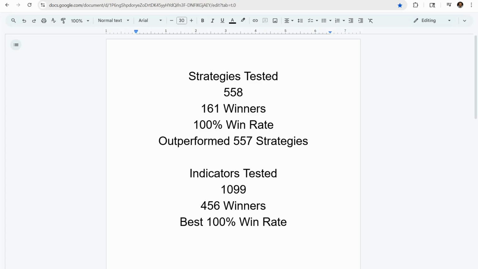Alright, as I said, today we will be testing a new reversal indicator. Before we do though, I wanted to put the testing scoreboard up for everyone to see. So to date, we have tested a total of 558 different strategies. The best one so far was able to achieve a 100% win rate. That was achieved using the Academy of Forex indicator to trade the crypto scalping strategy that I'll mention in this video on a live trading account.